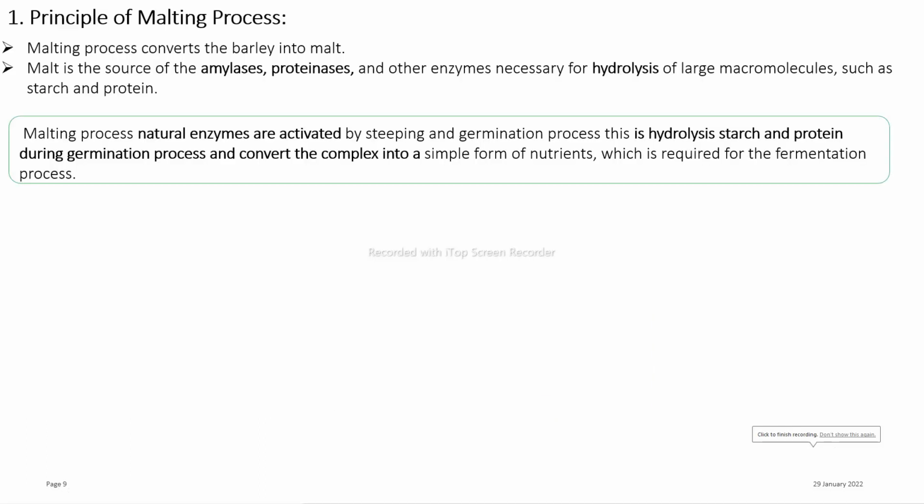What is the basic principle of the malting process? Malting is a germination process. Barley grain is converted into malt, which means the germination process is carried out. The basic principle of malting is that the natural enzymes present in the grain are activated by the addition of water.